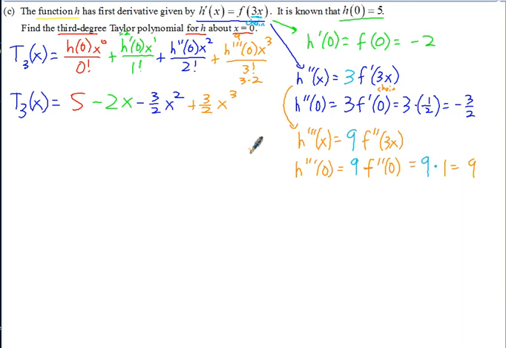And there would be our third degree Taylor polynomial, except I just noticed I made a mistake. I apologize. On this term right here, I forgot to divide by the 2 factorial. So negative 3/2 is h double prime of 0. Divided by 2 factorial, that's like multiplying by 1/2. So this one's actually negative 3/4. Sorry about that. There we go. So now there's our third degree Taylor polynomial for h about x equals 0.